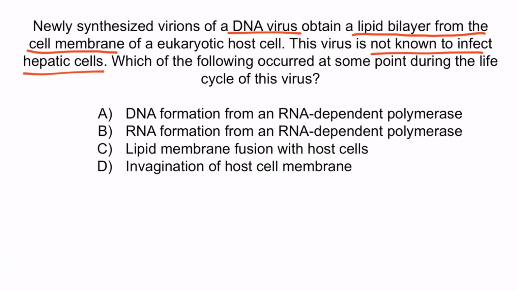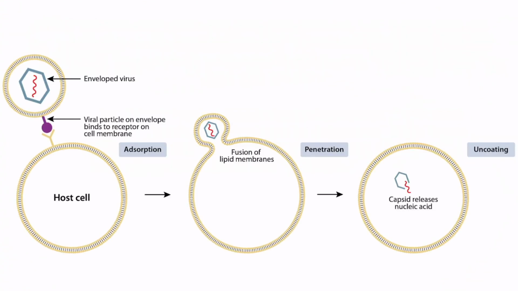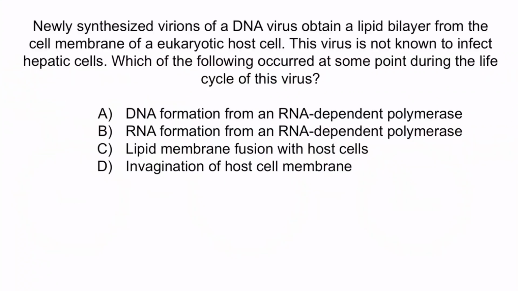With these facts in mind, which of the following occurred during the life cycle of this virus? That would be choice C, lipid membrane fusion with host cells. This simply describes the penetration step of enveloped virions. This image depicts how the viral particle on the envelope attaches to the host cell, which we can see here. This is adsorption. Then penetration occurs, which is just fusion of the lipid membranes, which is choice C.